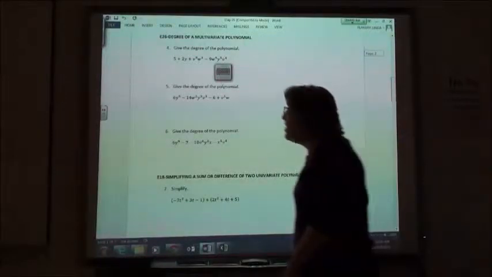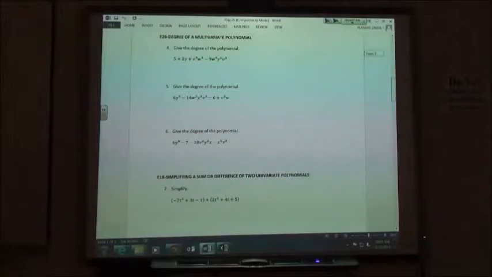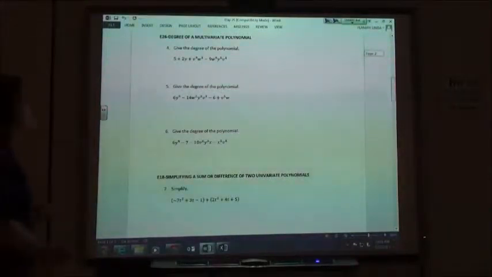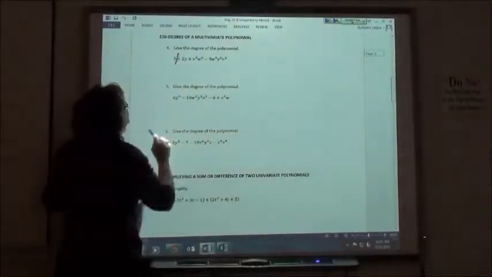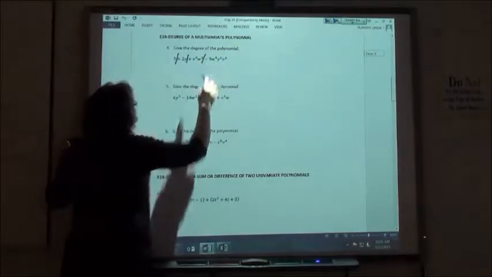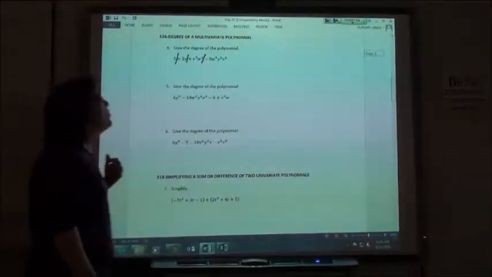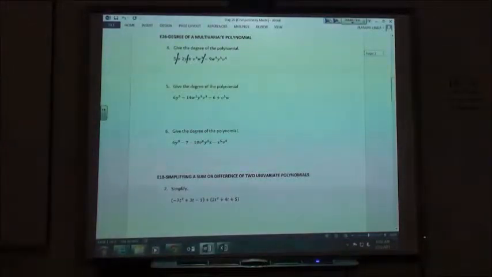If you've got more than one variable, you have to find the degree of each term by adding the exponents on the variables. So here, if I separate these into terms, the 5 is a term, the plus 2y is a term, the positive v to the 9th w to the 3rd is a term, and the negative 9w to the 9th y to the 5th v to the 4th is all one term. So your terms are separated by the plus or minus signs.